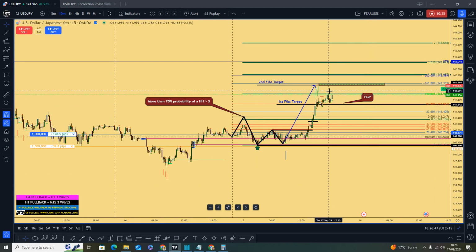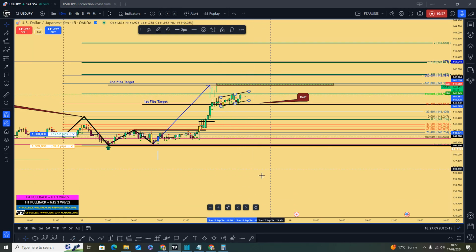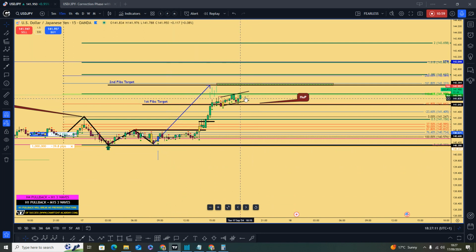626. This is a normal behavior. I had to leave the house to do some things, and you can see it creating like a channel here. Very important. And the target is there. Currently 127 pips. We are not far off.